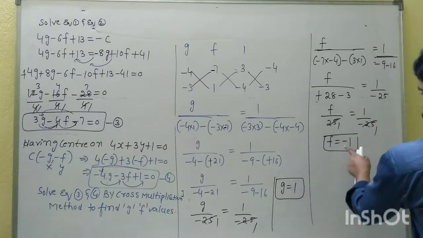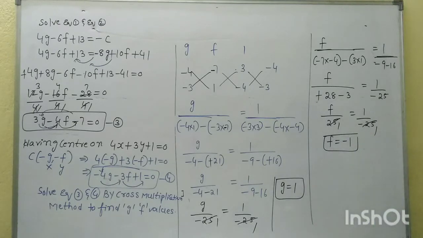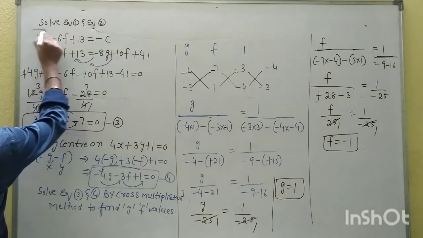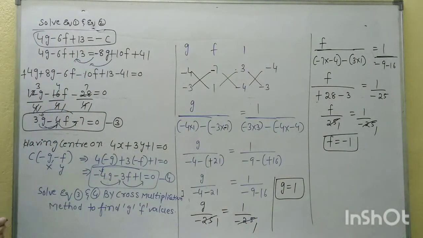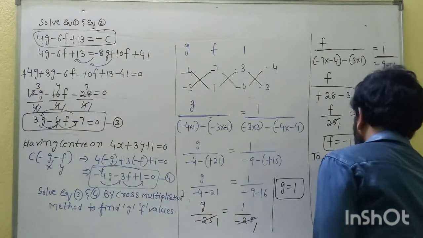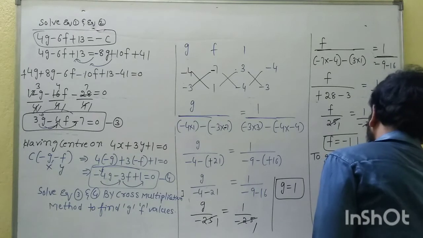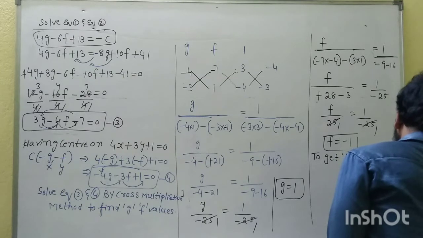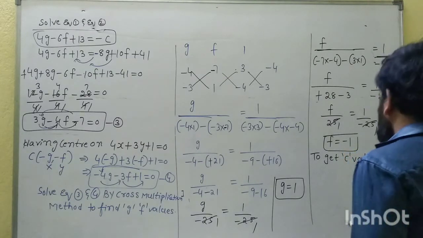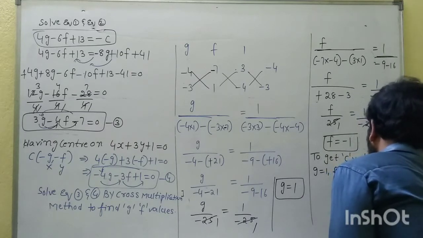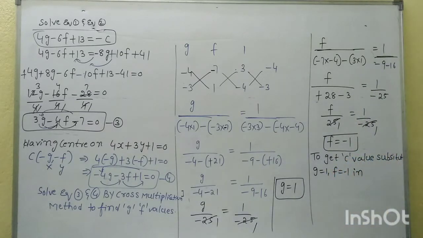You got the g value, you got the f value. Okay. Now to get the c value, substitute in this. Substitute in this, you will get the c value. Okay. To get the c value, substitute g equals 1, f equals minus 1 in equation 1. Okay, in equation 1.